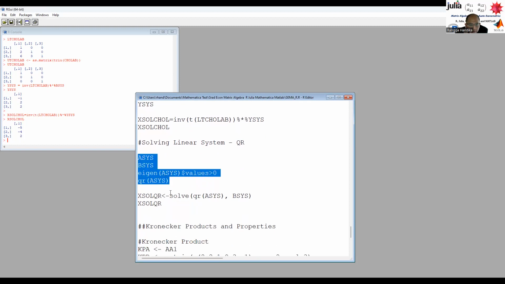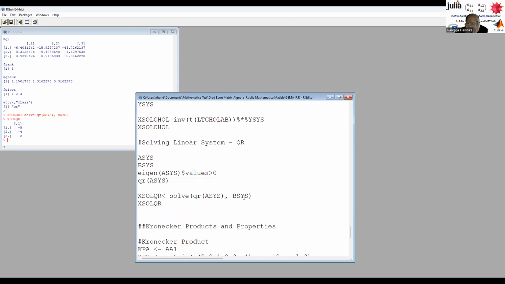You can use chol2inv, and in this case, you use the solve function. So solve, chol2inv, and then you get it quickly. Again, this is in R.